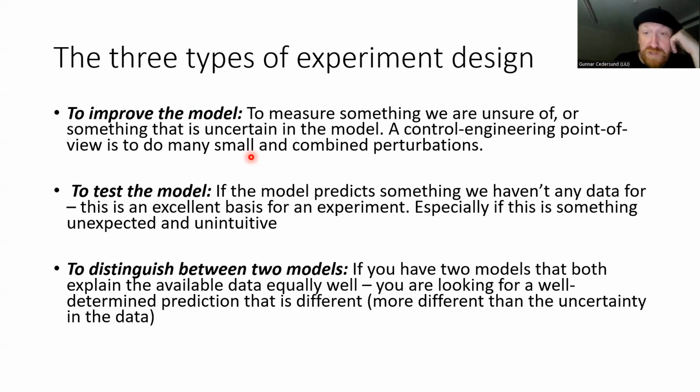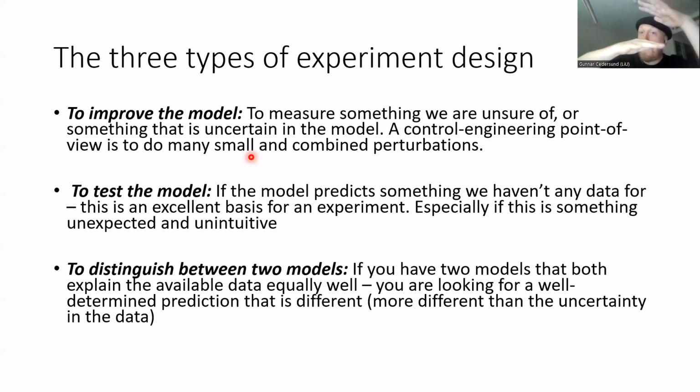And the final reason: if you have two models that both explain the available data equally well, you want to look for well-determined predictions that are different. And it has to be more different than the uncertainty in the data. So it's not enough that they are different.